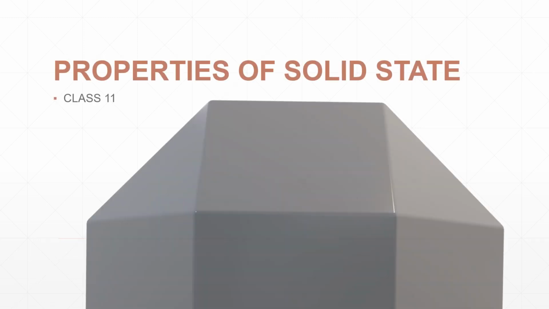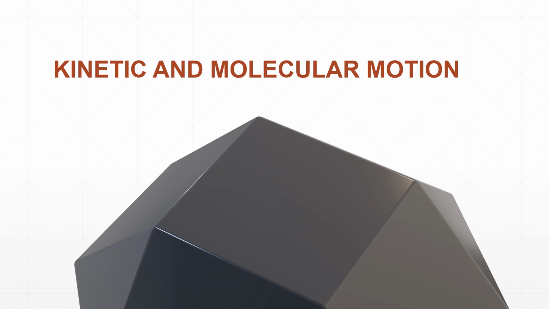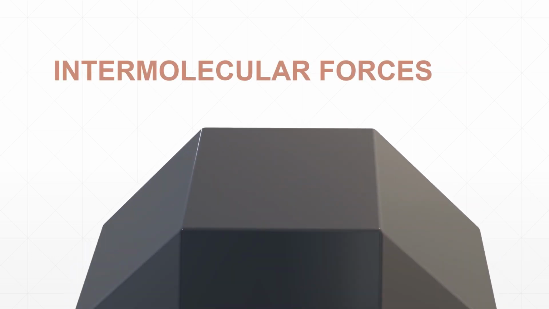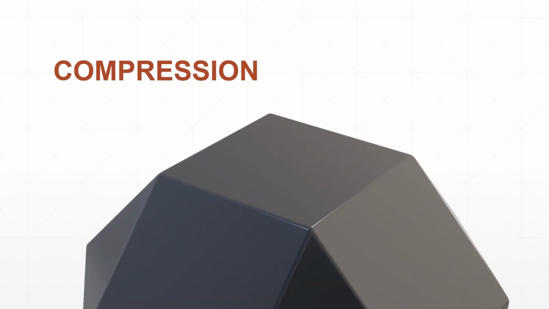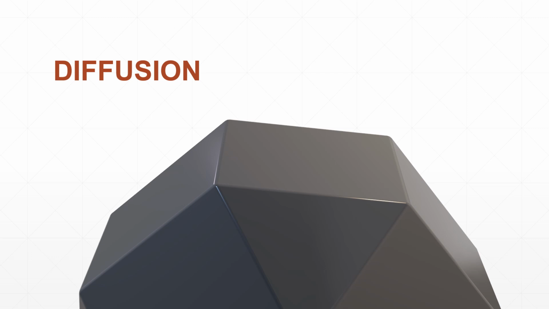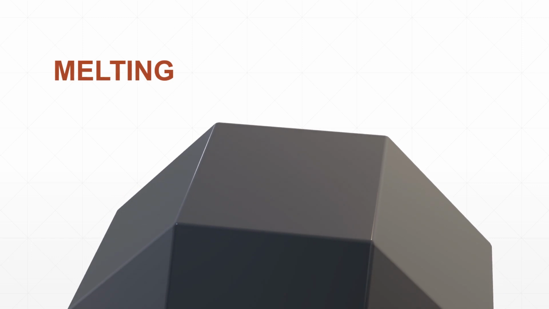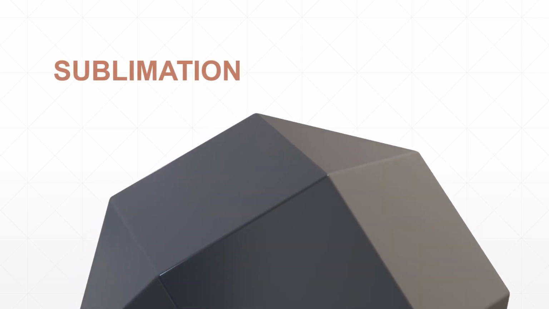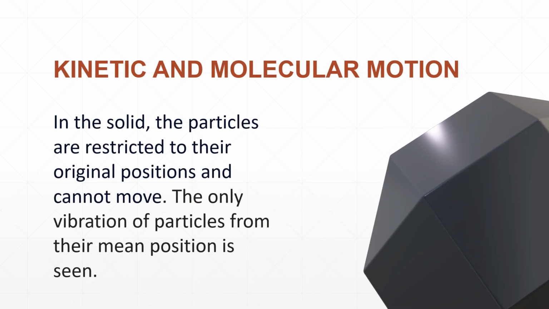So first of all, we know that the properties of solid state include its kinetic and molecular motion, its intermolecular forces, compression, diffusion, expansion, melting, and of course sublimation. Let's start with the kinetic and molecular motion.